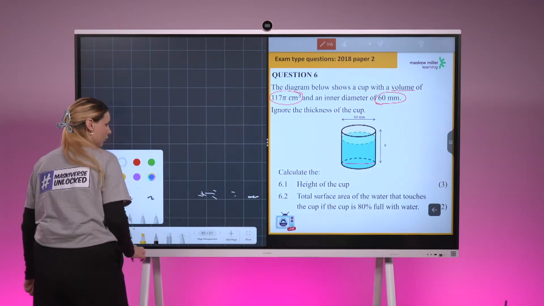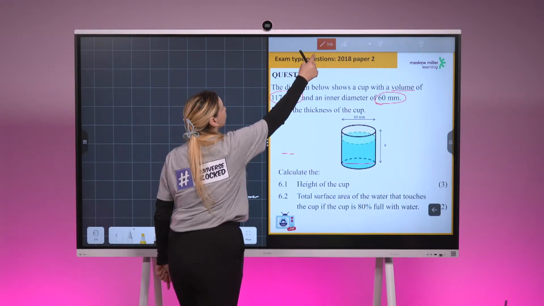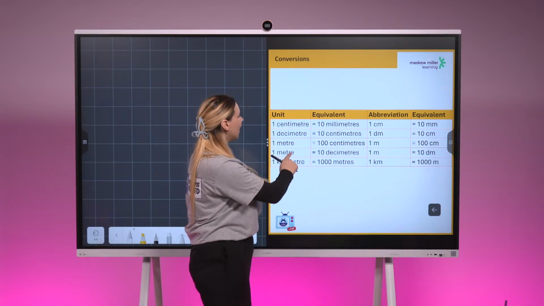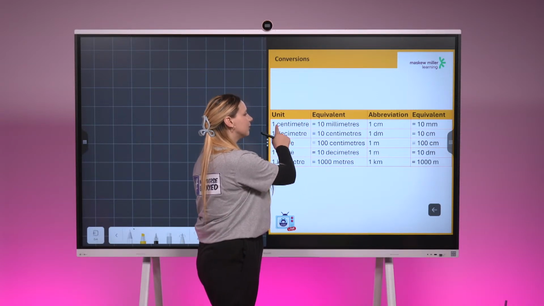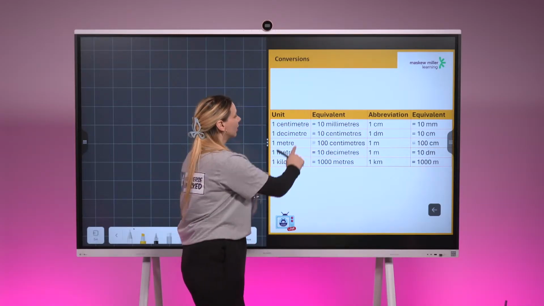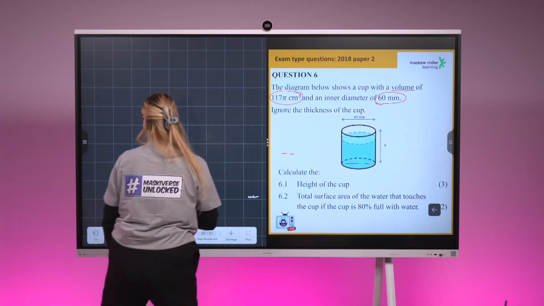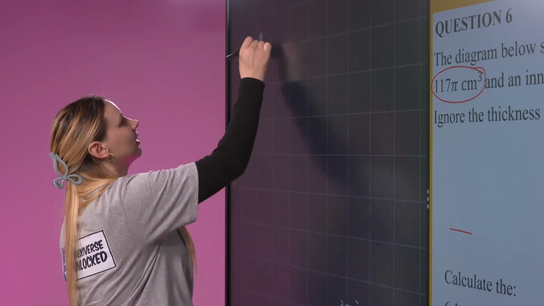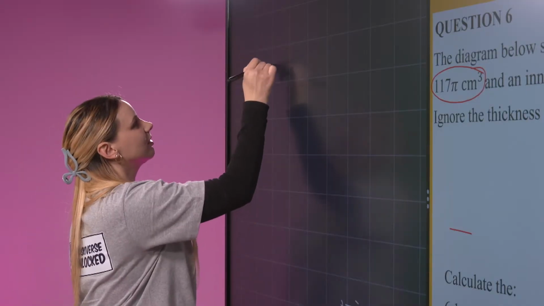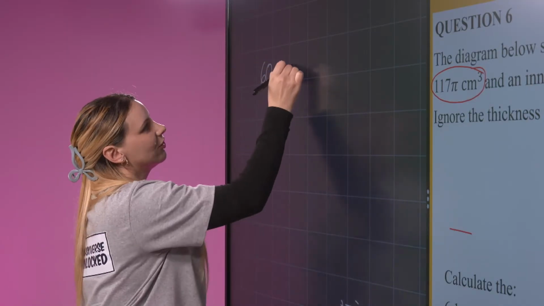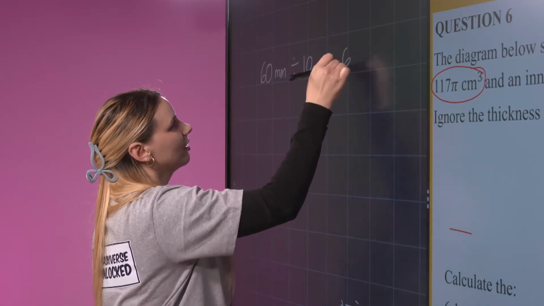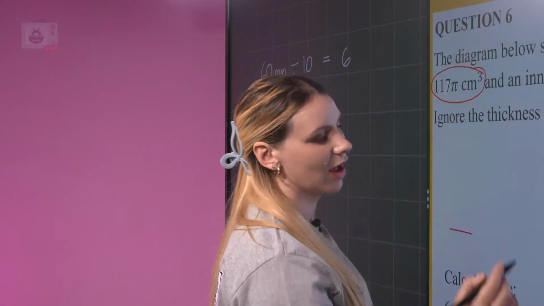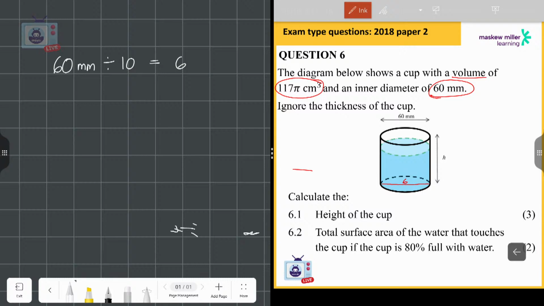So let's see, do you remember how to convert from centimeters to millimeters? Let's go back to our conversion table. As you can see, if we're going from millimeters to centimeters, we are going to need to divide by 10. So 60 millimeters, if we divide that by 10, we're going to get 6 centimeters. So let us write there on our diagram, we have 6 centimeters is our diameter.